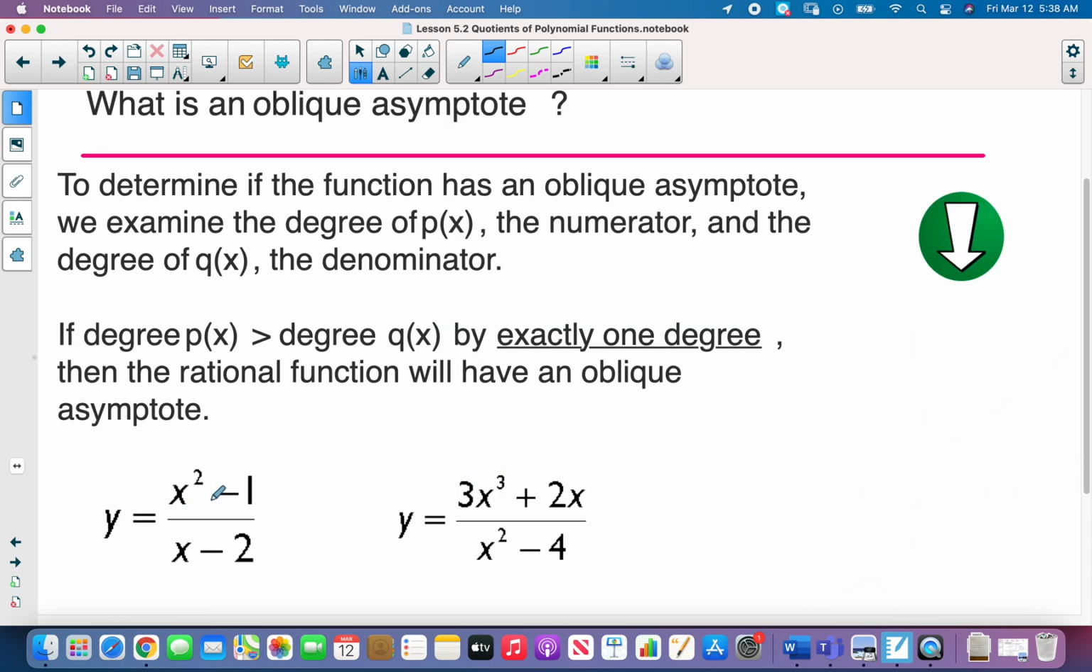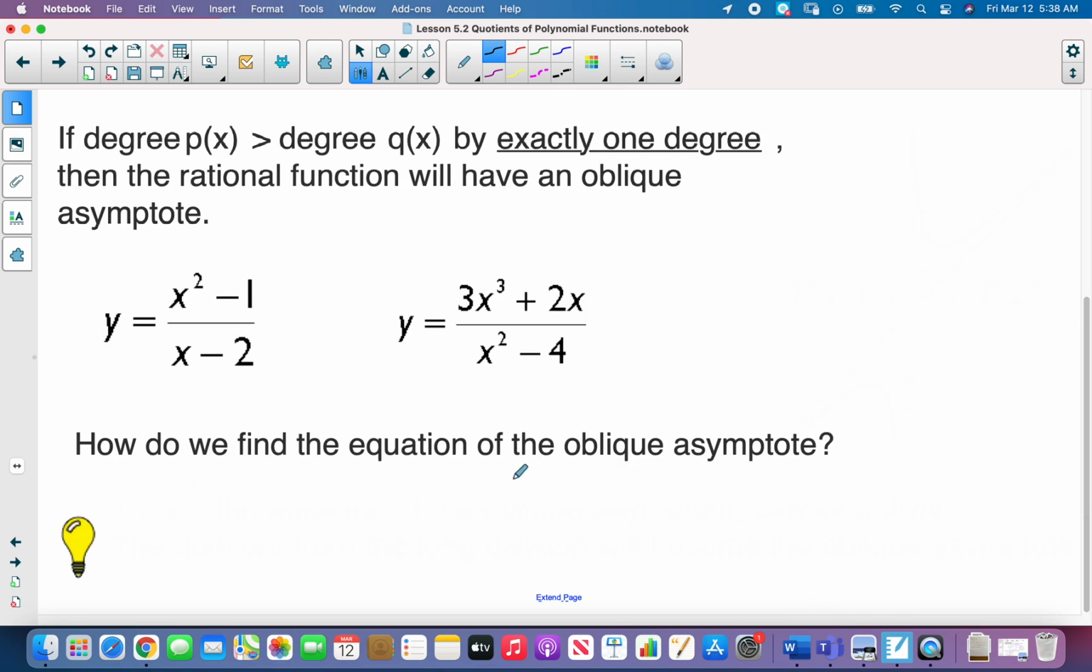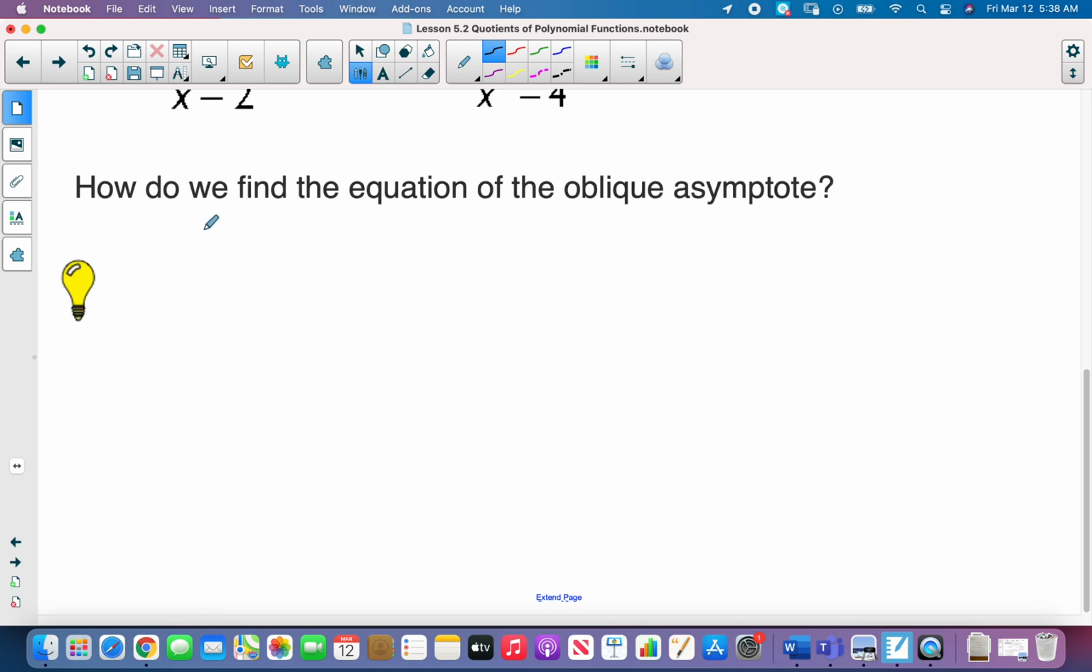So if you look at these two examples, you can see that the degree of the numerator is greater than the degree of the denominator by exactly 1. So this is 2, this is 1, this is 3, this is 2. So in both those cases, you will have an oblique asymptote. And the way you would find the oblique asymptote is by doing long division. So by doing long division, we can find the equation of the oblique asymptote.